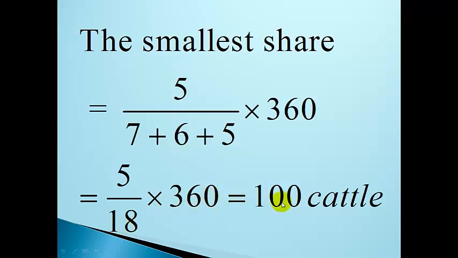And the answer is 100 cattle. So the smallest share is equal to 100 cattle.